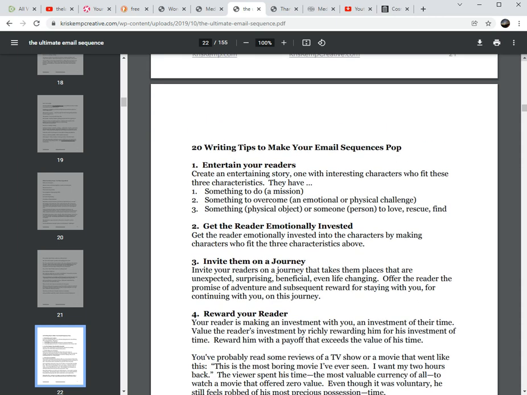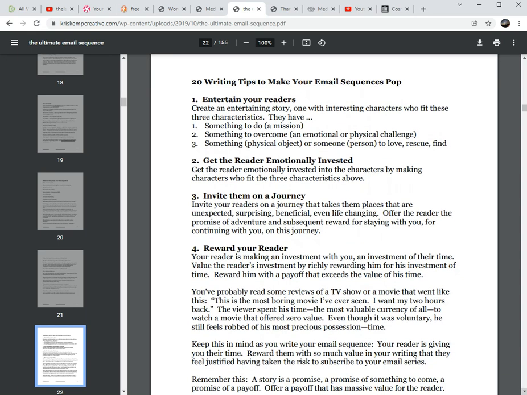So again, we're at the Ultimate Email Marketing Sequence Template Blueprint ebook, and we're on page 22. So here's 20 writing tips to make your email sequences pop. Entertain your readers. What you want to do is create an interesting story within your emails, one with interesting characters who fit these three characteristics. One, they have something to do, that's a mission. Two, they have something to overcome, an emotional or physical challenge, or both. Number three, they have something, a physical object, or someone, a person, to love, rescue, find. So they need something to do, something to overcome, something or someone to find.